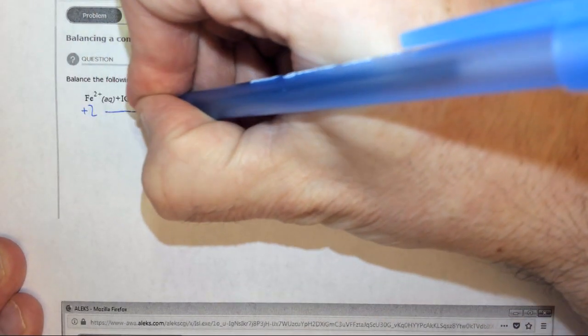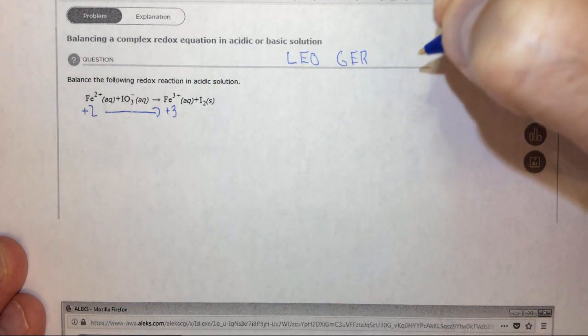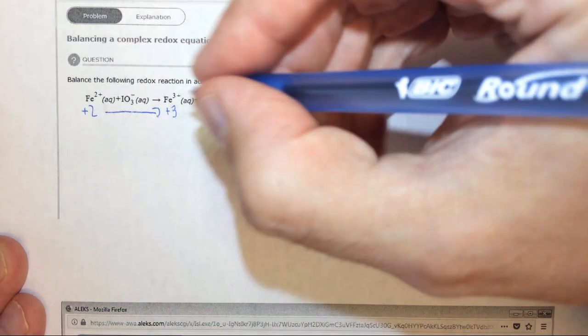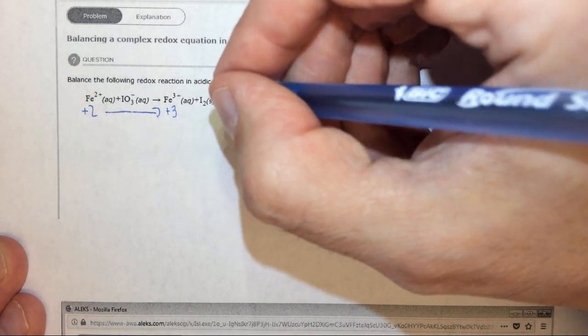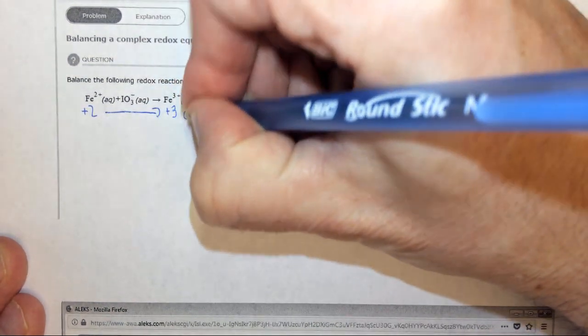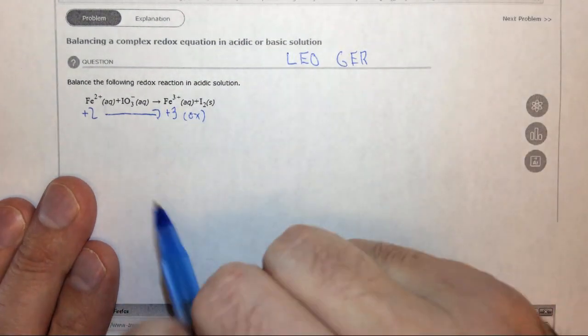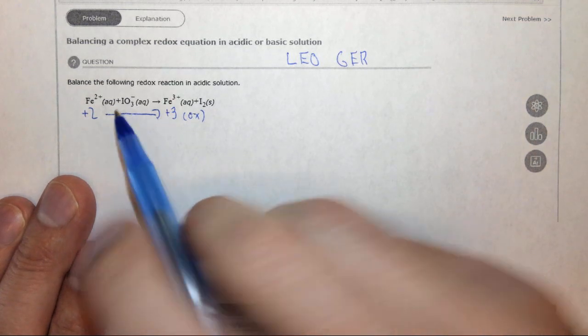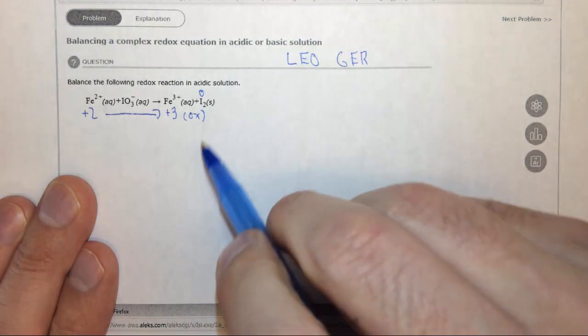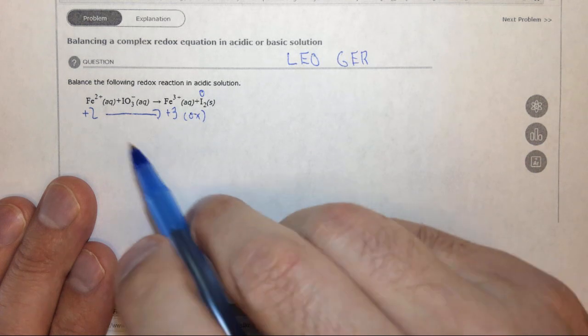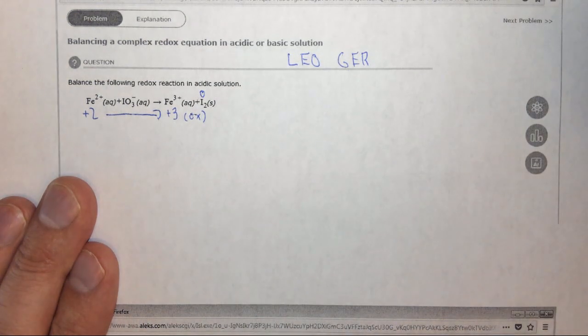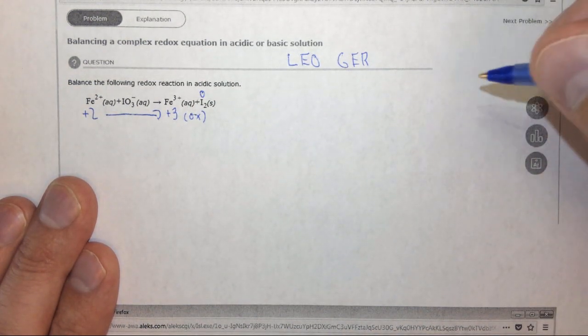So let's look at iron first. Over here it's plus 2, over here it's plus 3. So if the charge increases, it's lost an electron. So losing electrons is going to be your oxidation. On the next case, we have iodine, which goes from something to an oxidation state of 0 because it's elemental. Well, we need to figure out what the oxidation state over here is, and this should be reduction, right?